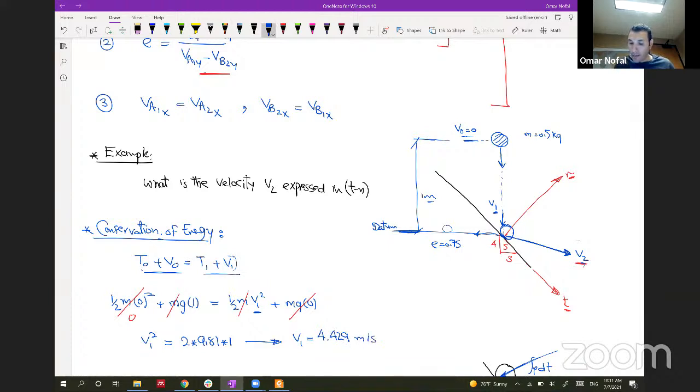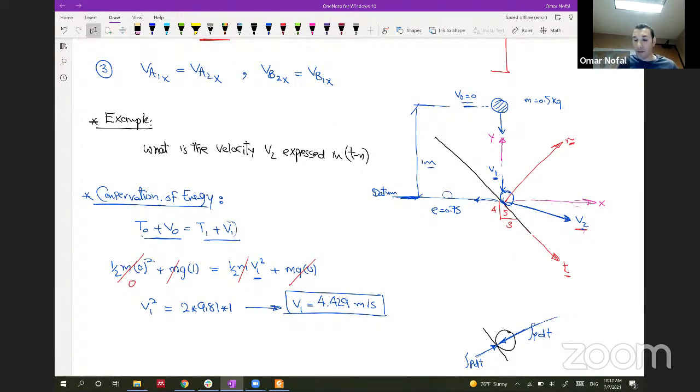meters per second. If we are talking about the xy coordinate, let's have this as x and this direction as y. So all of v1 is in the y direction. If you want to put directions, v1 will be equal to 0 in the i hat plus, actually negative 4.429 in the j hat, because the velocity is going down like this.